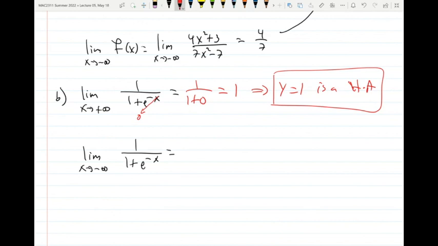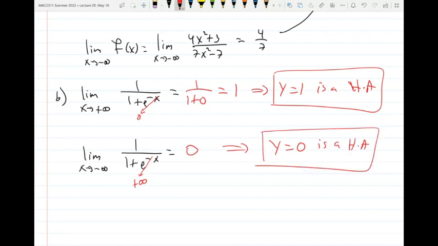How about the other limit? What is it? 0. Be careful. X approaches negative infinity. What happens to this one? It's positive infinity. E to the positive infinity is positive infinity, but that's in the bottom. What's 1 over infinity? 0. Have to be careful. Do you understand this? This one went to positive infinity, but that's in the denominator. The top is a 1, so 1 over infinity is 0. So we found ourselves another horizontal asymptote. This means the line y equals 0 is a horizontal asymptote as well.